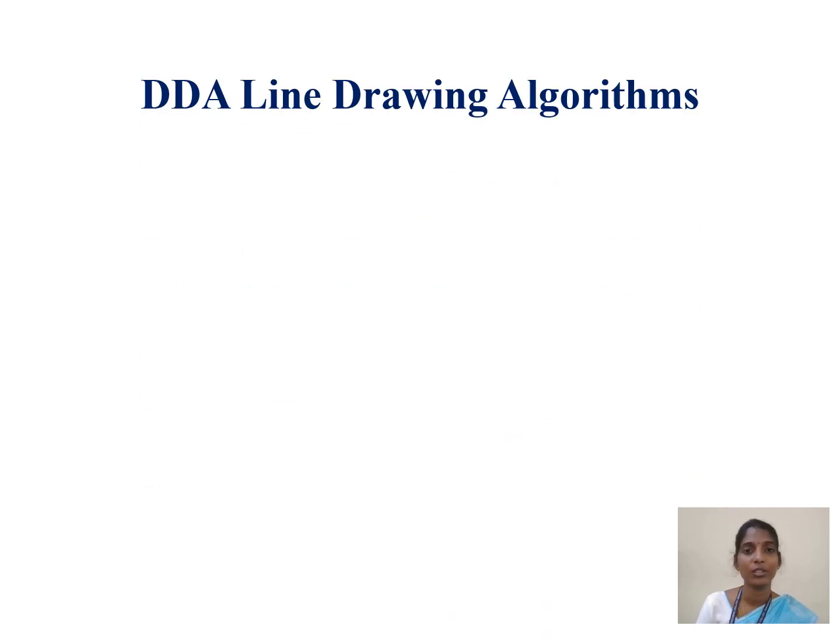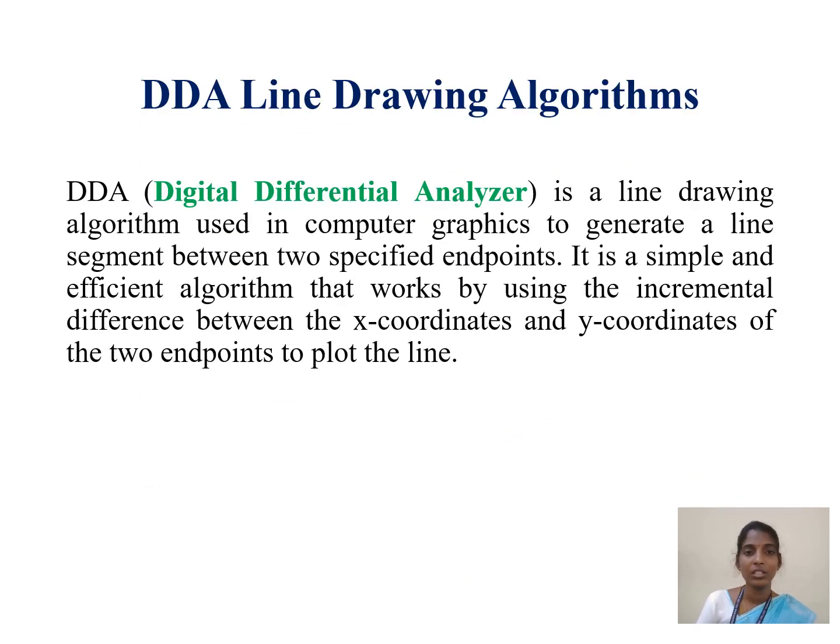DDA line algorithm. DDA, the full form is Digital Differential Analyzer, is a line drawing algorithm used in computer graphics to generate a line segment between two specified endpoints. It is a simple and efficient algorithm that works by using the incremental difference between the x and y coordinates of the two endpoints to plot the line.